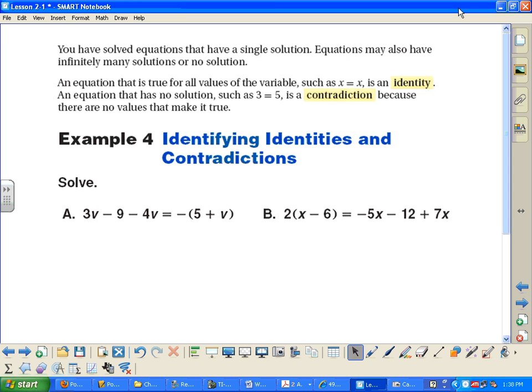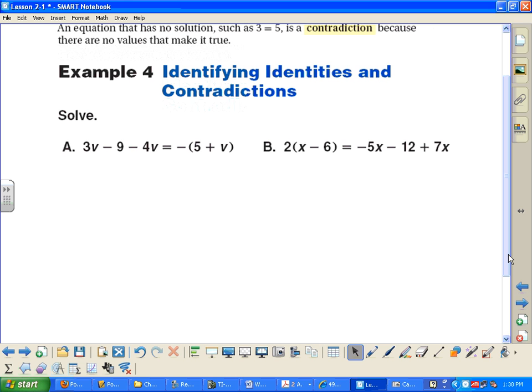So as soon as both sides are completely equal to each other, you can say it's an identity. You don't have to take it down to the most basic thing. If everything on the left side is equal to everything on the right side, then I'm done. I have an infinite number of solutions. It's an identity. All right, so let's look at A.